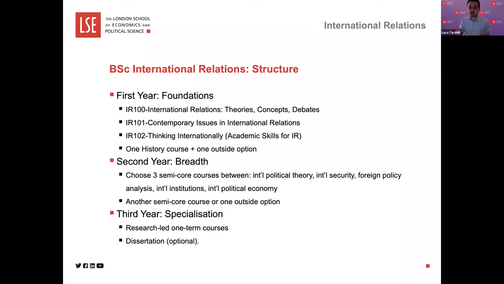And in 3rd year, you have the option, this is not compulsory, but you have the option to write a final dissertation in IR, which will give you the opportunity to further specialize on one particular topic. This is not compulsory, as I said, but more and more our students are taking this opportunity. And let me say, it's a great opportunity.